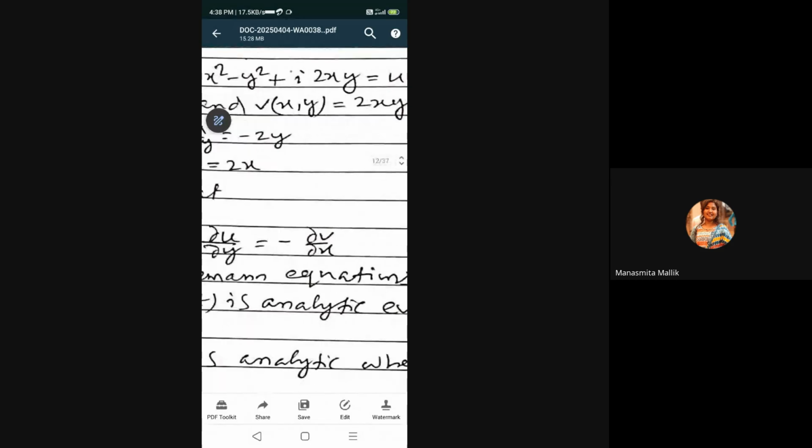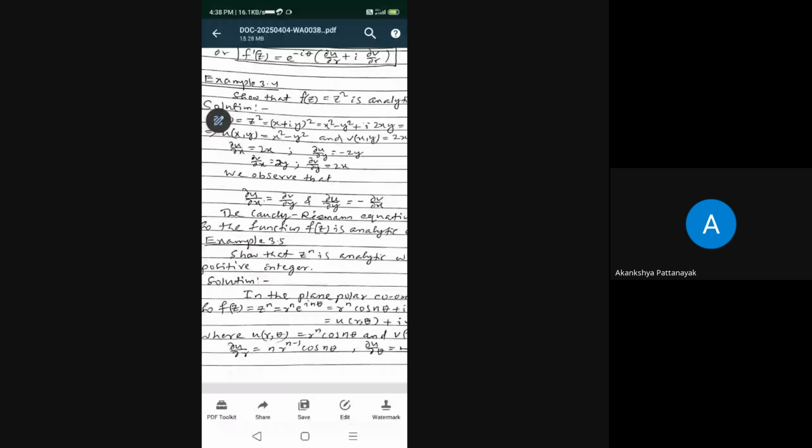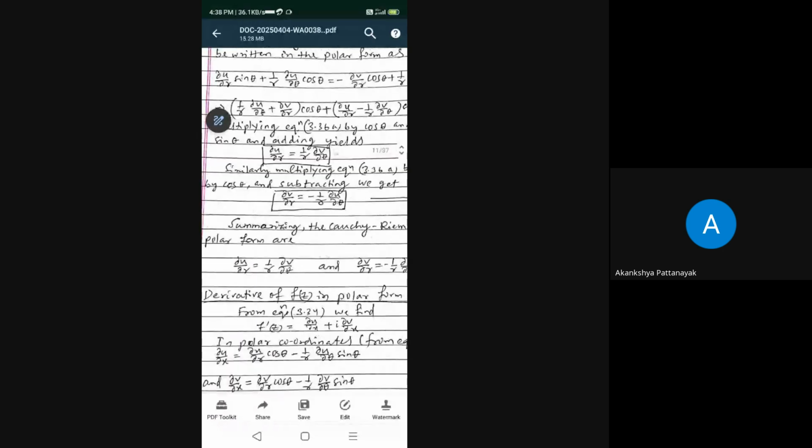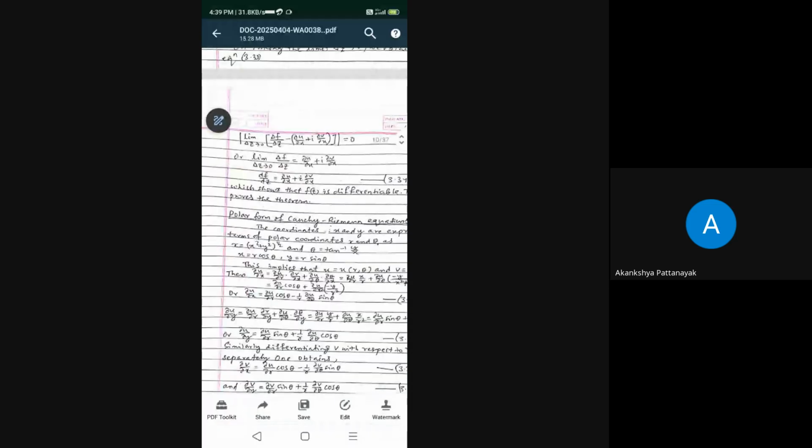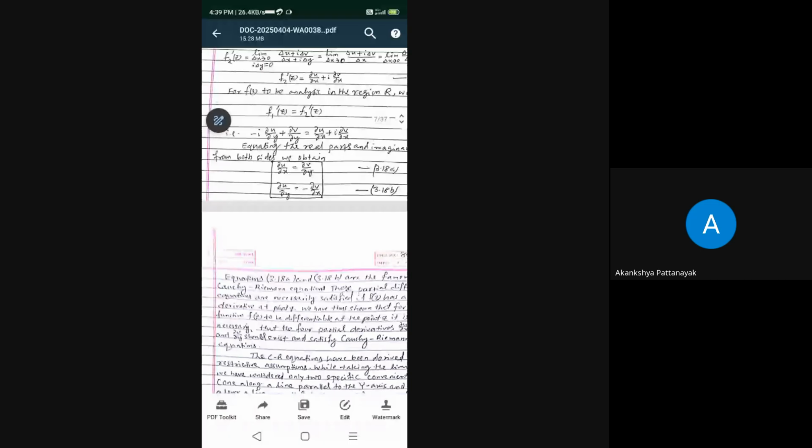Are you getting it? So del v by del y is equal to 2x. So the first condition is del u by del x is equal to del v by del y is equal to 2x. Look, the first condition was this, right? The polar form we told you about, normal. What was the first?